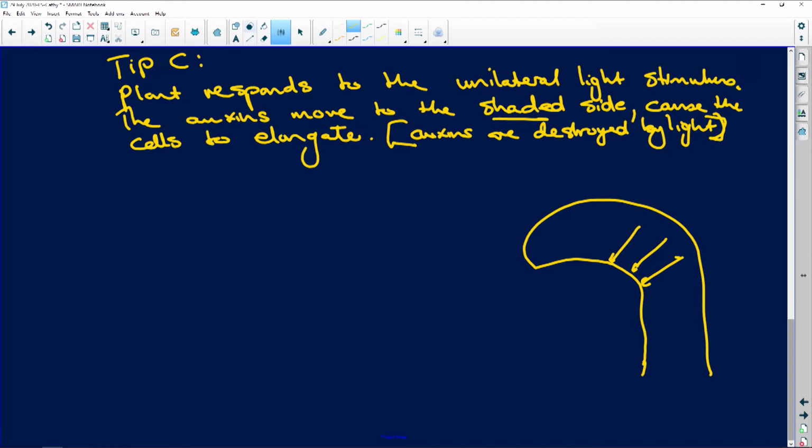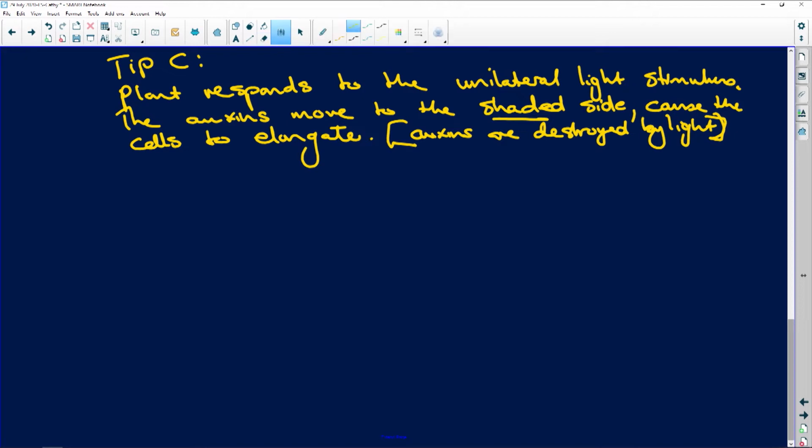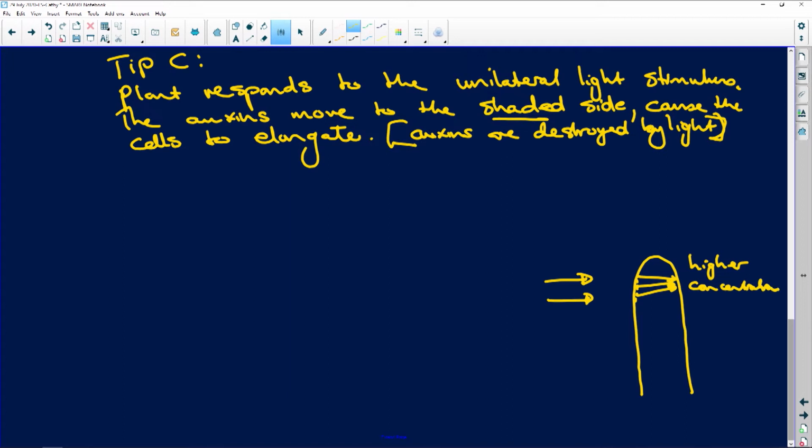Wait, let me redo this. Let's do it this way. There's our little stem growing up. And now we have a unilateral light source coming from this side, which means that the auxins don't want to be here. They move to this side. So we now have a higher concentration here on the dark side.